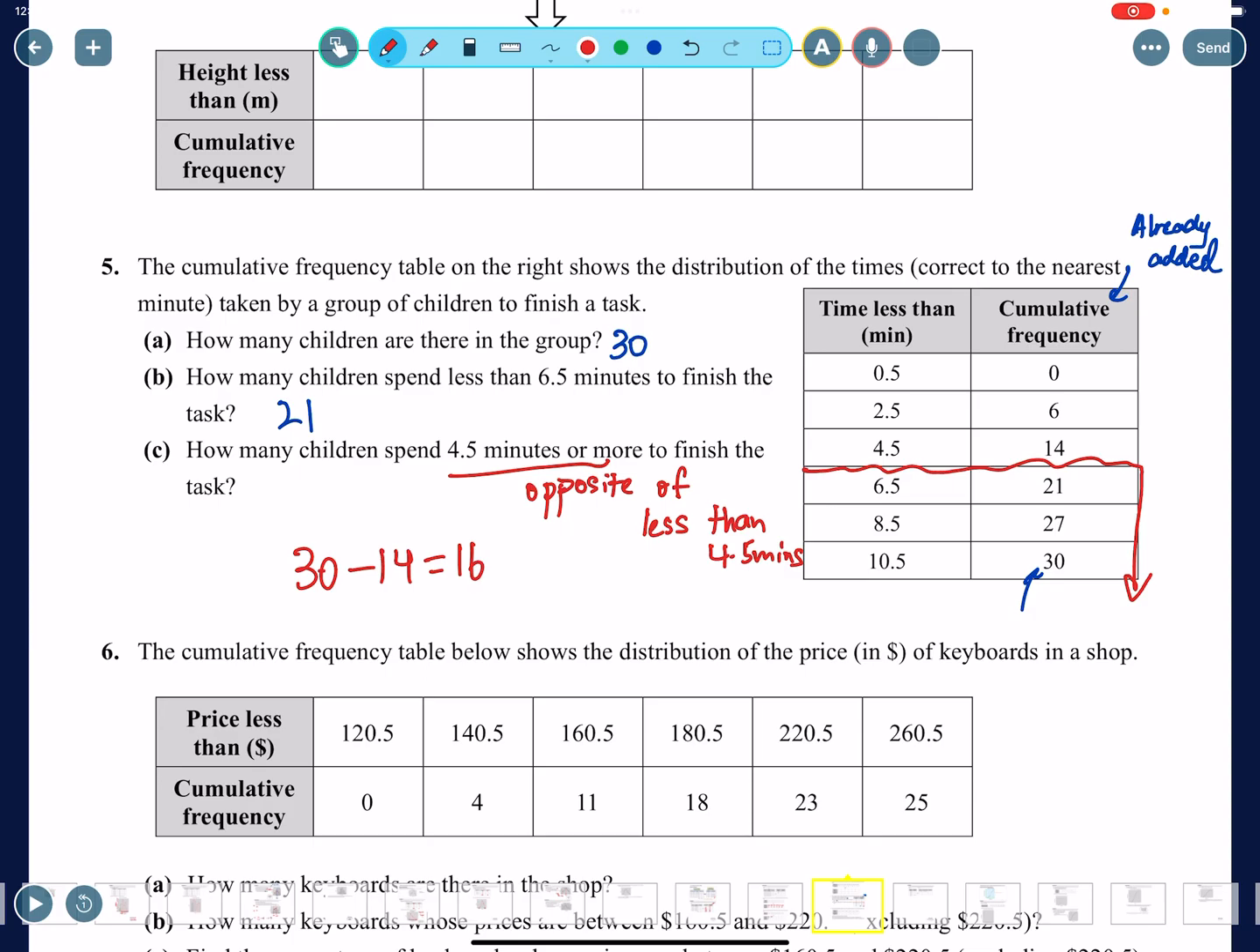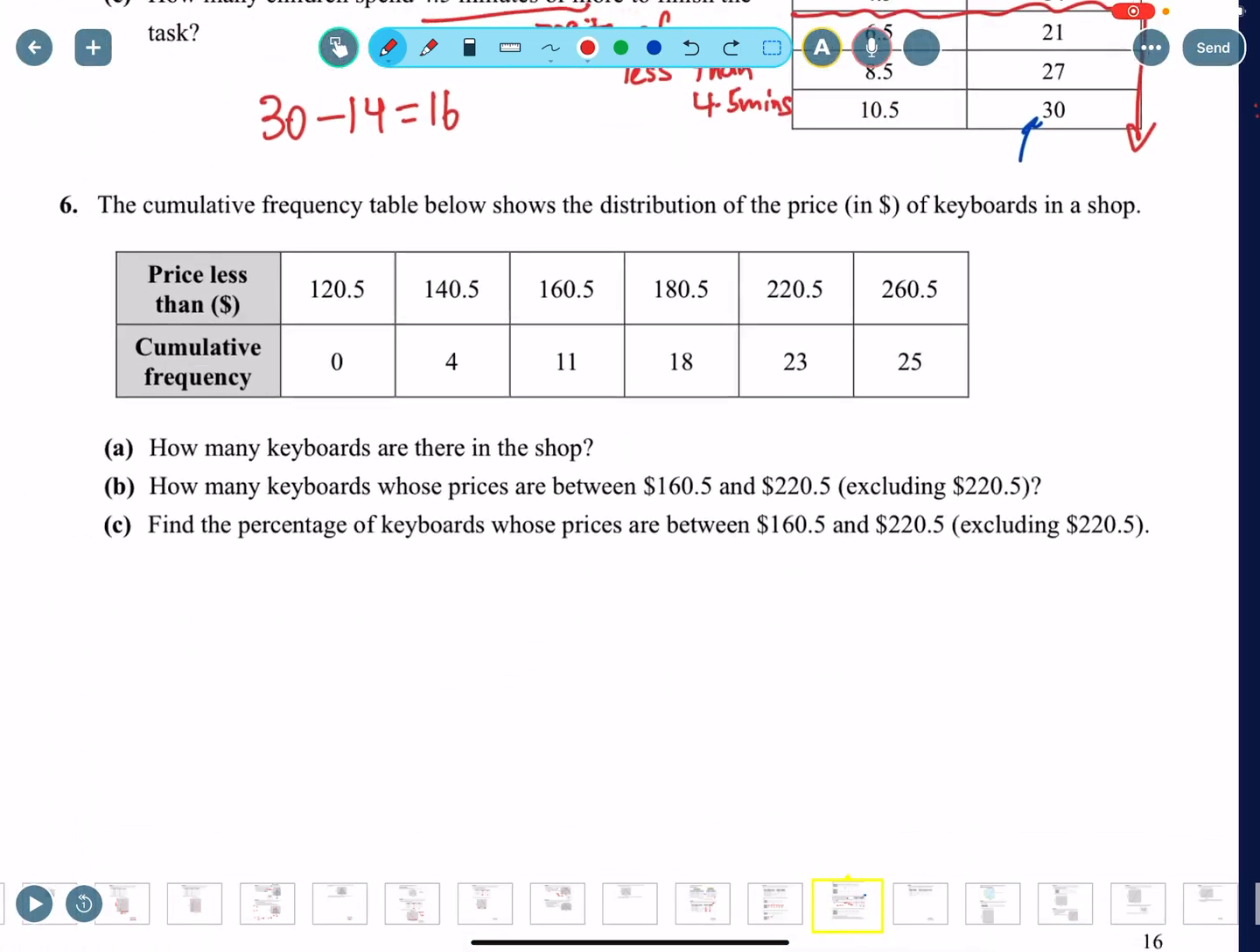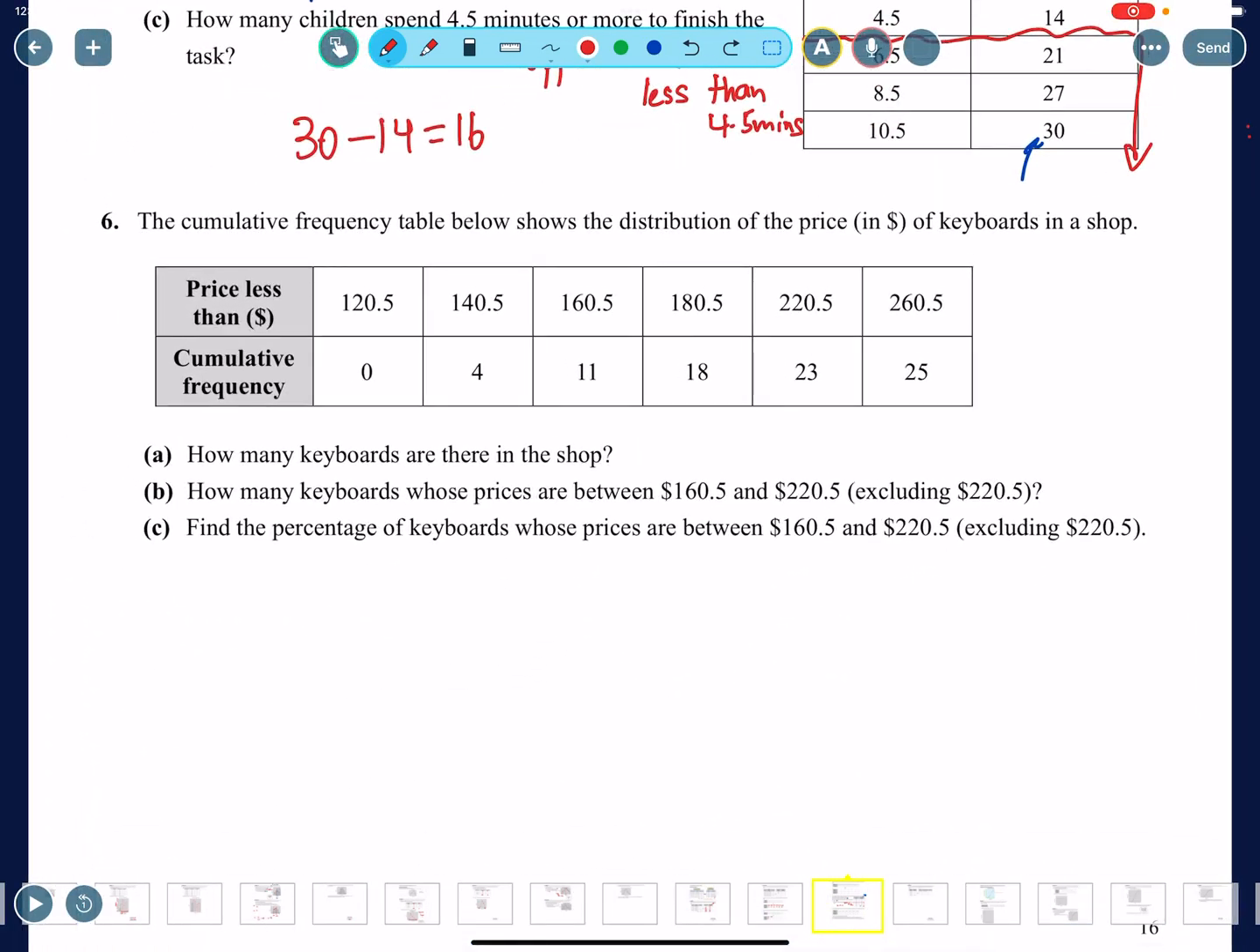Now how do we calculate this? I think I would probably do the same thing. So I'll do the total, 30, and then minus 14 over here. That one's quite a difficult question. You have to think about that. So these kinds of questions are very tricky. Cumulative frequency. You have to be really careful. If you see cumulative, you gotta be extra careful with that.